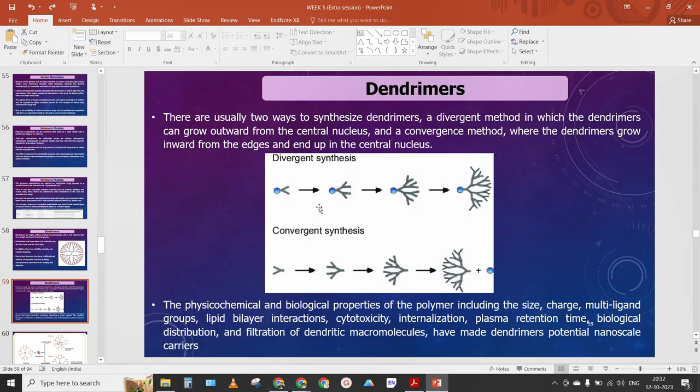The physicochemical and biological properties of the polymer, including the size, charge, multi-ligand groups, lipid bilayer interactions, cytotoxicity, internalization, plasma retention time, biological distribution, and filtration of dendritic macromolecules, have made dendrimers potential nanoscale carriers nowadays.